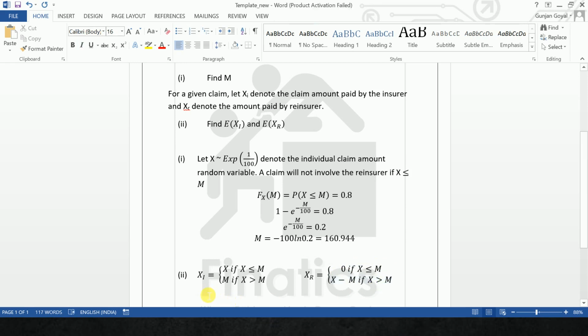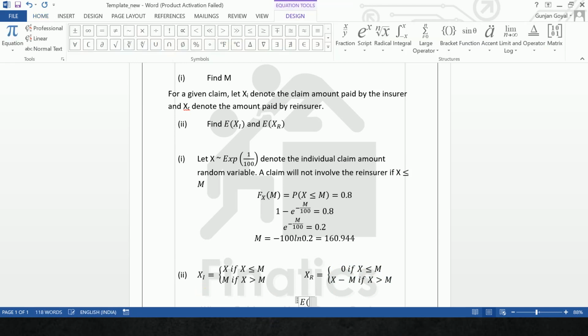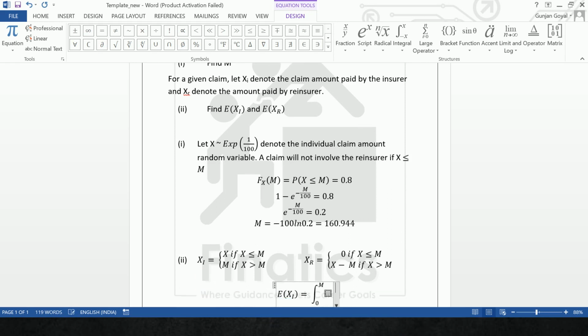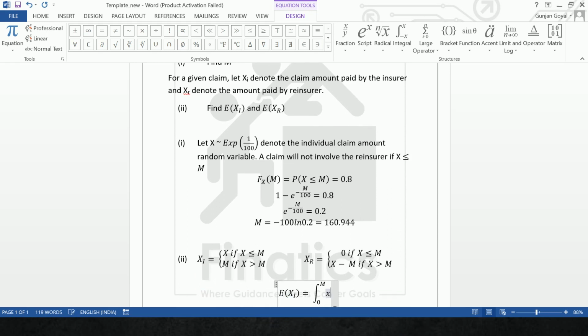Very simple. Now we'll find the expectation of XI. Just keep on inserting equations. Expectation of XI equals, integration has to be done from 0 to M. For writing integration, backslash int underscore 0 to the power M, and this gives the integral from 0 to M of x f subscript capital X of small x dx.